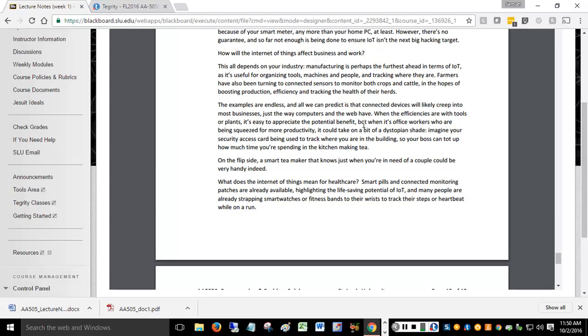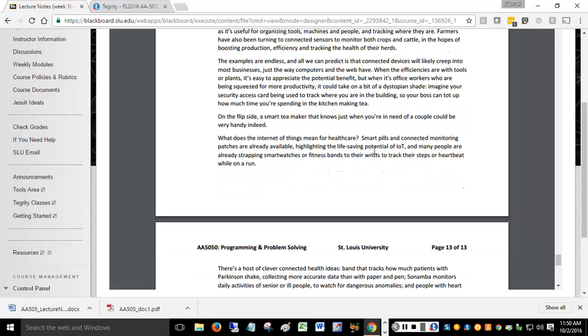When it comes to efficiencies with tools or plants, it's easy to appreciate the potential benefit, but when it's office workers who are being squeezed into more productivity, it could take a darker turn. So imagine your security access card being used to track where you are in the building, so your boss can determine how much time you're spending in the kitchen area, making tea and so forth. On the flip side, a smart tea maker knows just when you're in need of a cuppa, and that would be very handy.